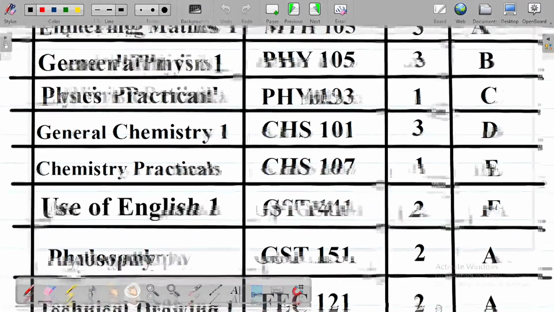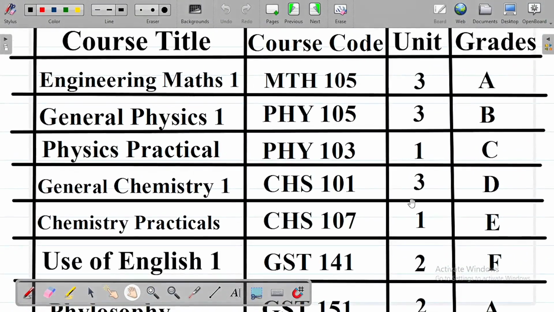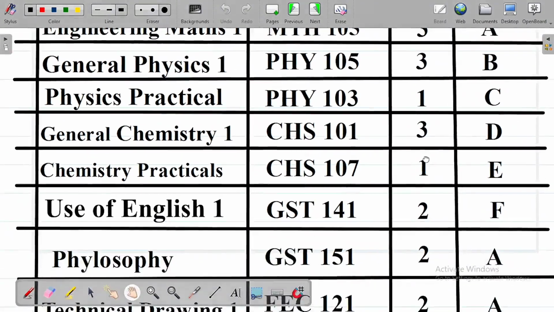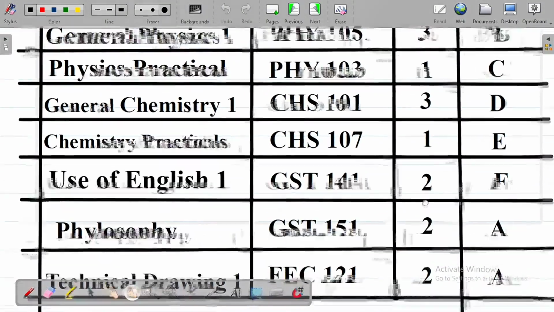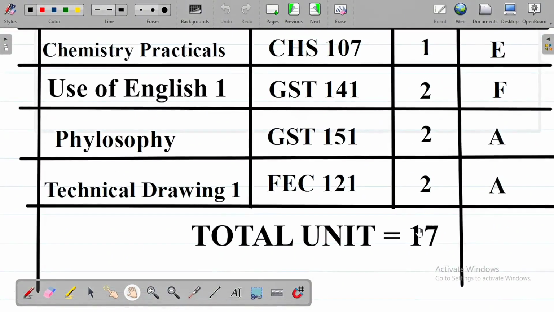All right, so our next task is to sum up all the units. Remember that Engineering Maths 1 is a 3-unit course, and General Physics 1 is also a 3-unit course. So we are going to sum up all the units: 3 plus 3 plus 1 plus 3 plus 1 plus 2 plus 2 plus 2. So the total unit is 17.